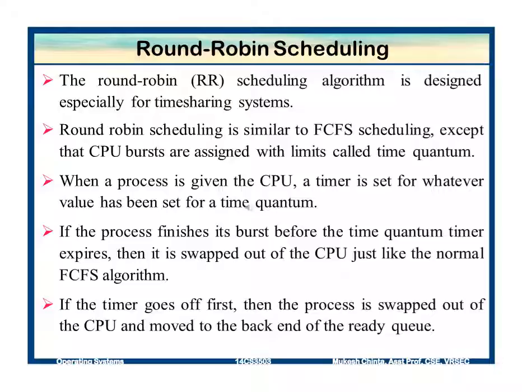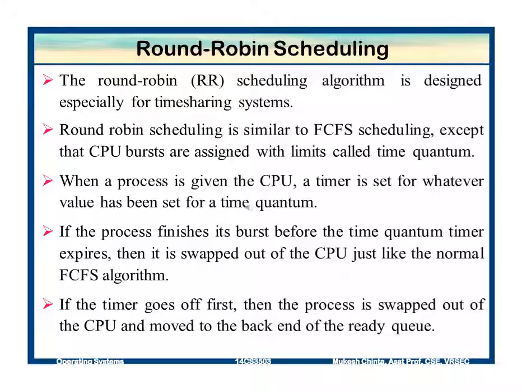Round robin scheduling is similar to FCFS scheduling, except that CPU bursts are assigned with a limit called the time quantum. Each process is provided a fixed time to execute. It is called a quantum. When a process is given the CPU, a timer is set for whatever value has been set for the time quantum.